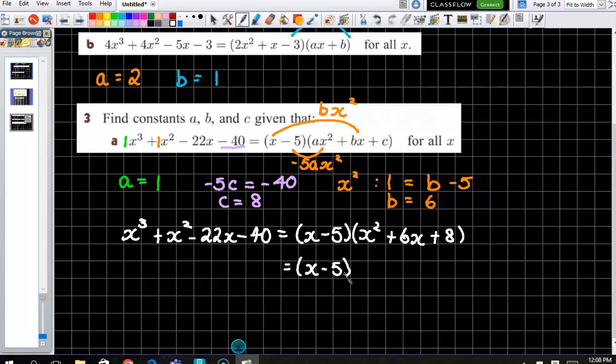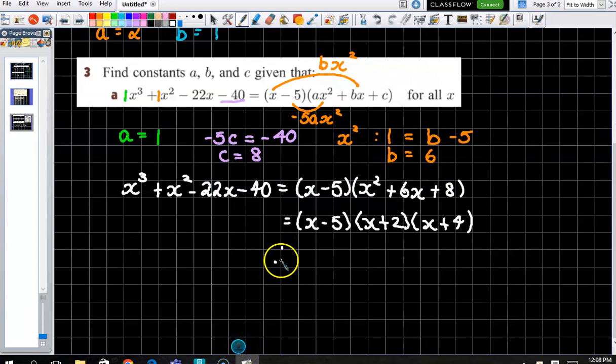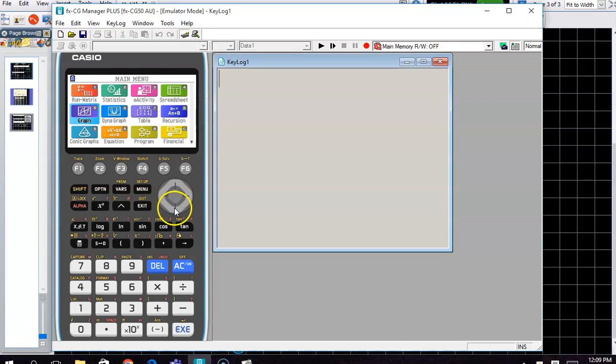Can you factorise this? Two numbers that times together gives you 8 but adds up to be 6. 2 and 4. So x plus 2, x plus 4, and hey presto, you've now given me the x-intercepts, the roots, the solutions, the zeros of a cubic. Well done. 5 minus 2 minus 4. Now this question is not asking you to do that, but this is where it's leading. Yeah? Grab your calculators. We've looked at this once before.